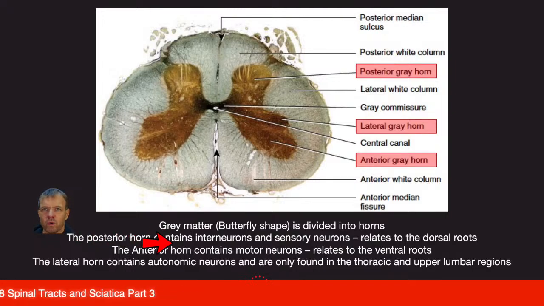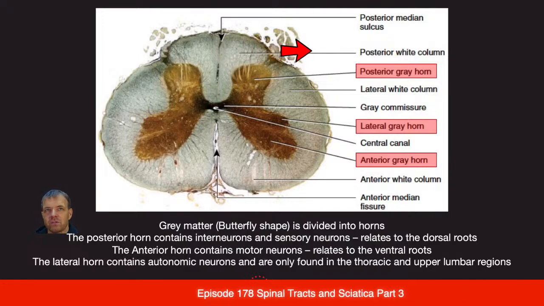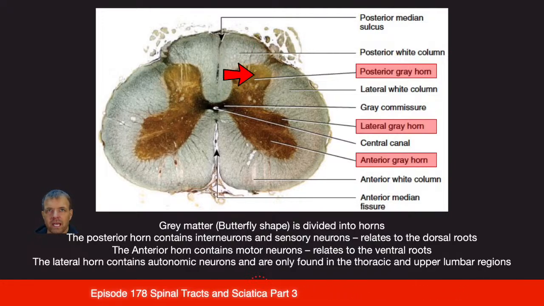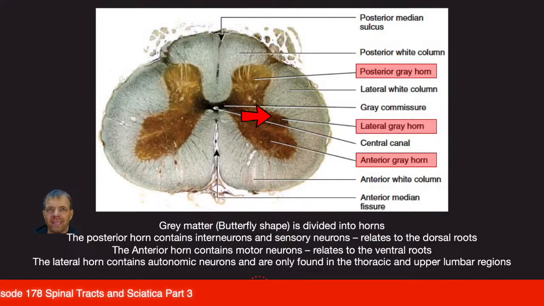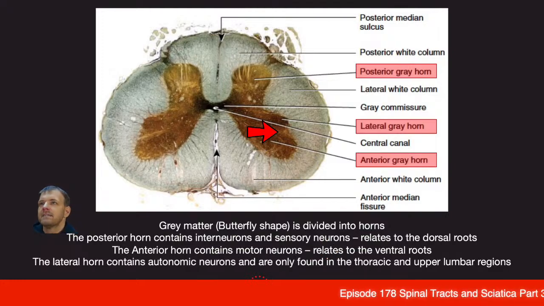So the posterior horn contains interneurons and sensory neurons and relates to the dorsal roots. So the posterior grey horn just here connects with that dorsal root, okay, and comes out that way. And then the anterior grey horn contains motor neurons, relates to the ventral roots, so the ones coming out the front. Okay, just make sure I've not missed anything.